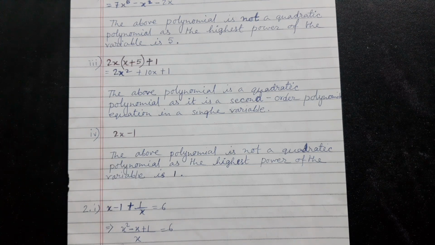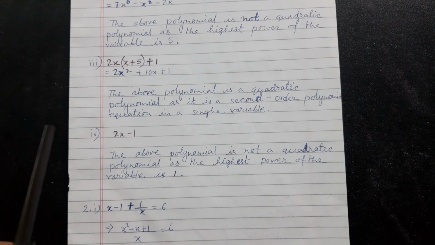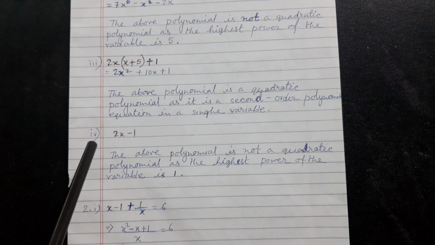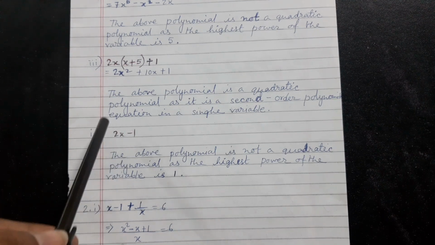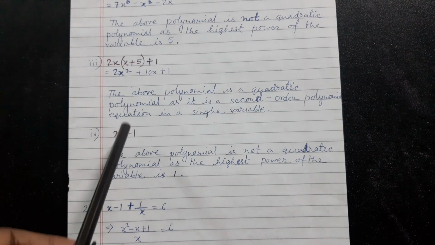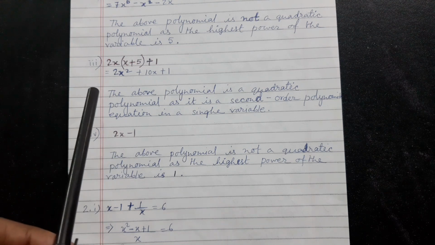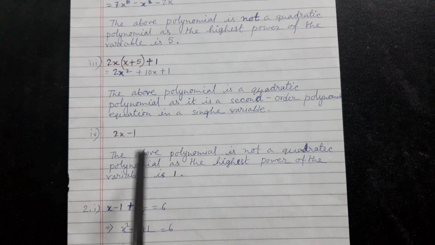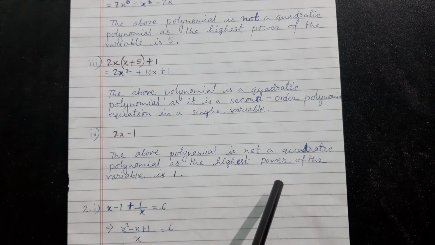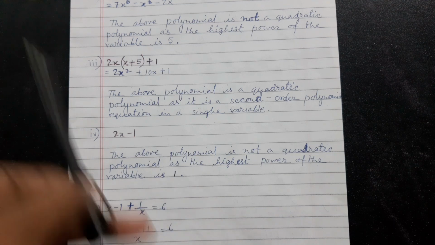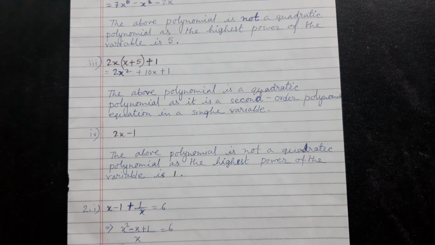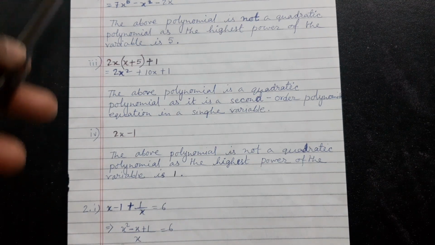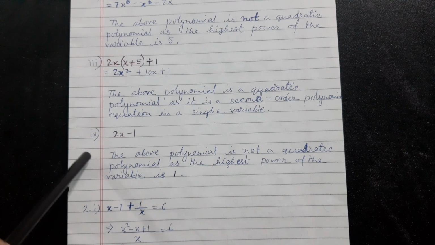Now, the last sum of question number 1. 2x minus 1. It is not a quadratic polynomial as the highest power of the variable is 1, not 2. So, the above polynomial is not a quadratic polynomial as the highest power of the variable is 1. Okay. So, question number 1 is complete.